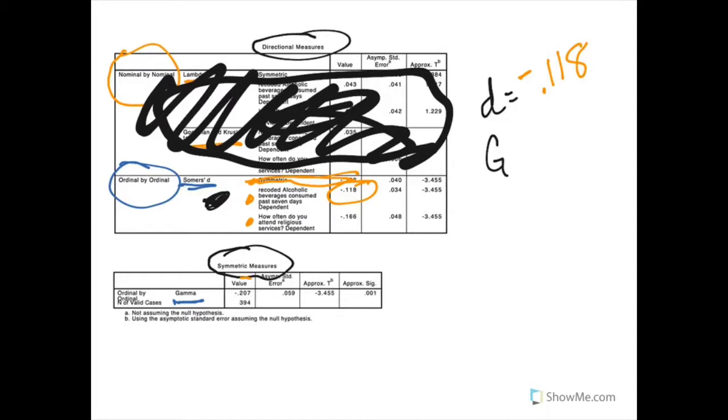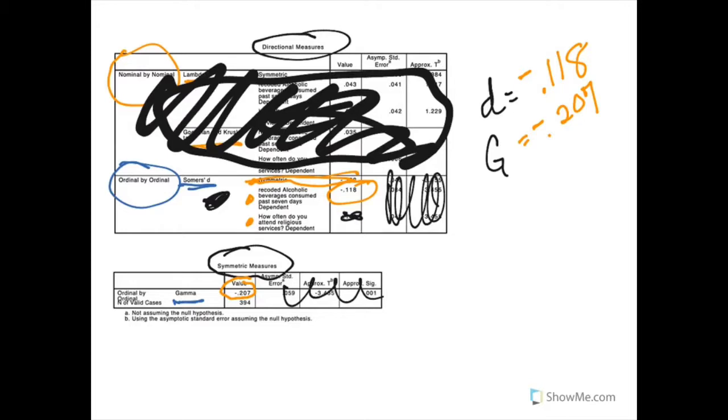Gamma, there's just one that we have to look at, and it's right here. It's negative 0.207. And then again, we don't need anything else. All of this stuff, and we only needed 2 little numbers from it. But welcome to the age of computers. So I have 2 PRE measures. Oops, forgot the negative sign.